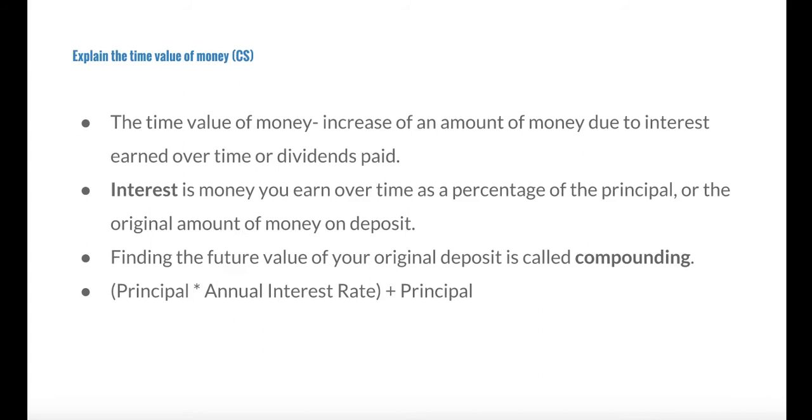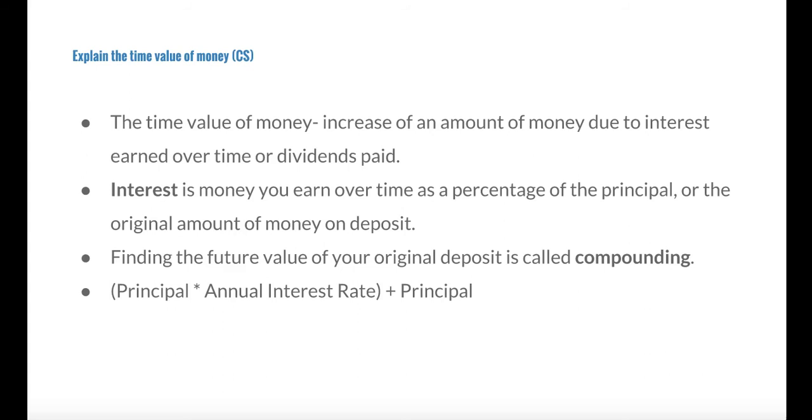Explain the time value of money. Time value of money is the increase of an amount of money due to interest earned over time or dividends paid. It is the idea that money invested now is worth more later because you would earn those interest or dividends on it. Interest is money you earn over time as a percentage of the principal or original amount of money on the deposit.